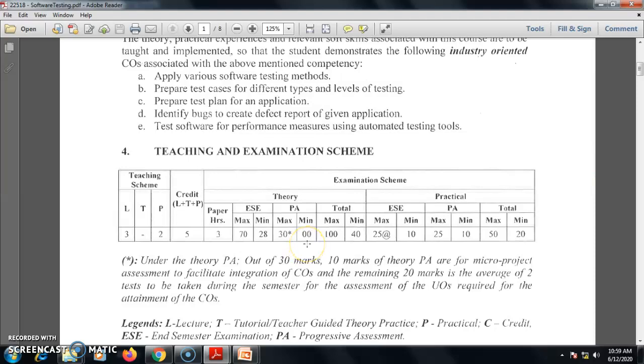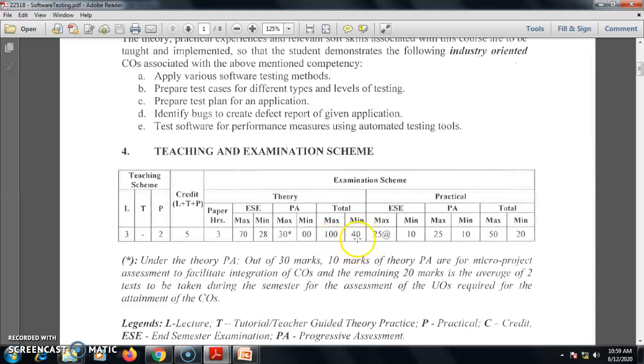There is no minimum marking scheme, but if you get 0 marks here in theory PA, you should get 40 marks in ESE, end semester examination. So this is relatively correlated. If you get 12 marks here, then you can get ESE 28 marks. So total 70 plus 30, 100, and total minimum should be 40.